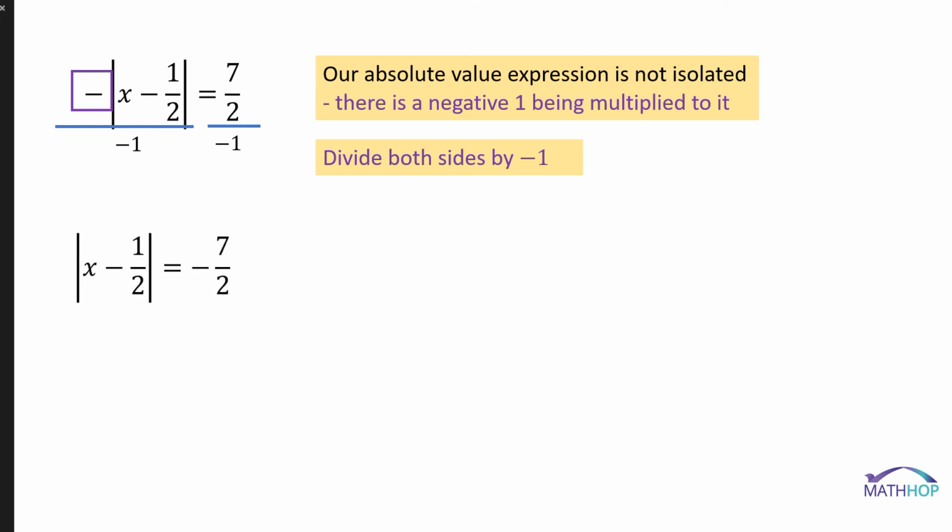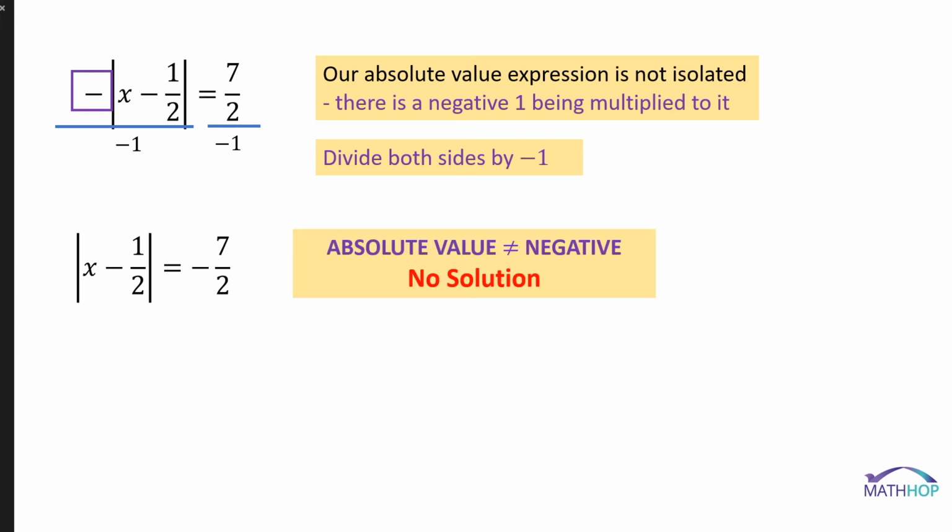value of the absolute value of x minus 1/2 equals negative 7/2. All right, so we can take two steps. We could set this equal to positive and negative, or we can notice that, hey, wait a minute, absolute value can never be negative. There is automatically no solution. So this is an equation that has no solution.